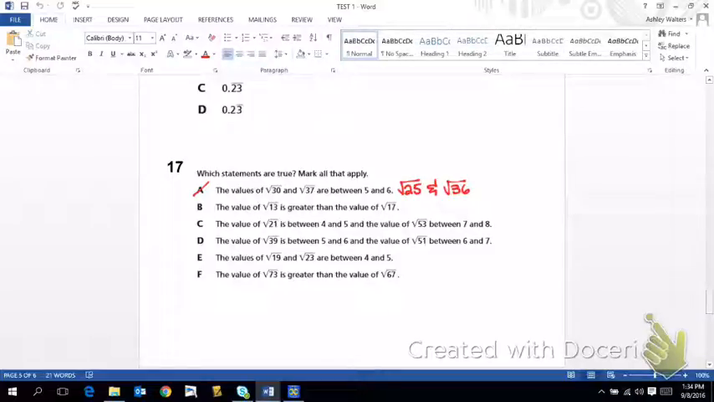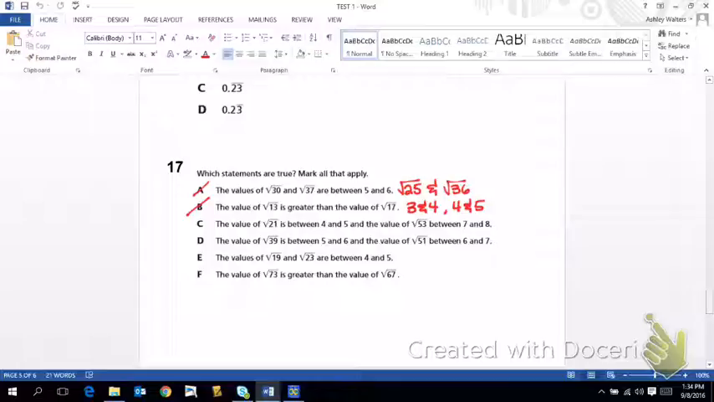For B, the value of the square root of 13 is greater than the value of the square root of 17. The square root of 13 falls between the two whole numbers, 3 and 4. And the square root of 17 falls between the whole numbers 4 and 5. So a number that is between 3 and 4 cannot be greater than a number that falls between 4 and 5.